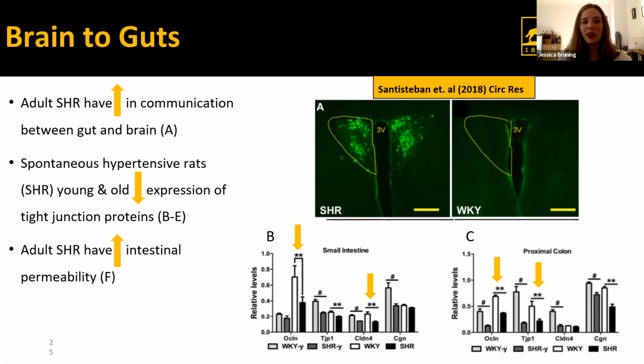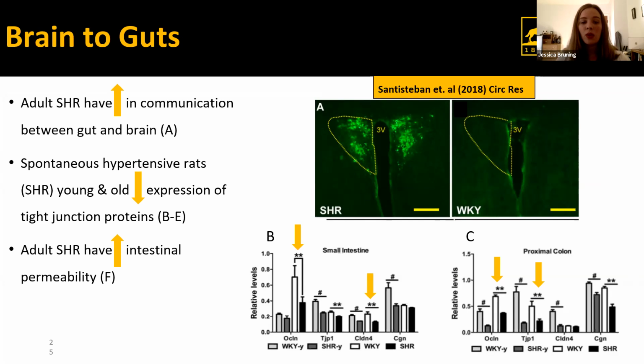So what does our gut have to do with our brain? Well, as you can see in A, if we inject a dye into the guts of these rats, on the left panel A, a spontaneously hypertensive rat versus a normotensive rat on the right side, that dye can travel via neurons up into the paraventricular nucleus, the PVN, of hypertensive rats more freely. So we have an increase in communication between the gut and the brain in hypertensive animals in comparison to normotensive animals.